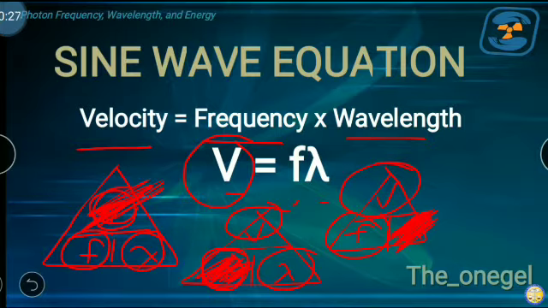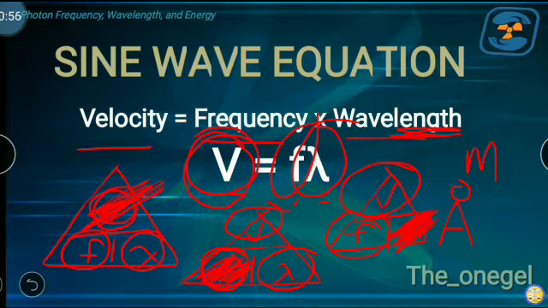By the way, class, velocity is measured in meter per second, frequency in terms of hertz or cycle per second. Ito naman, si wavelength, kasi nga length, in terms of meter, and we have another quantity. This is the letter A with a circle on top. Tawag dyan is angstrom.